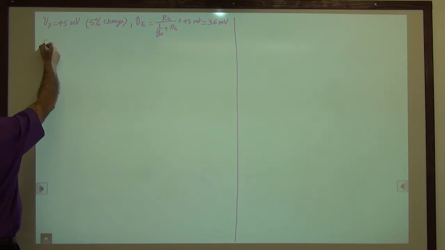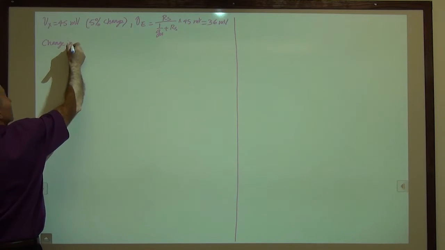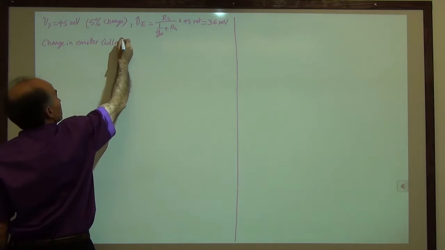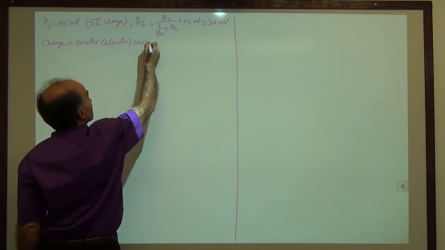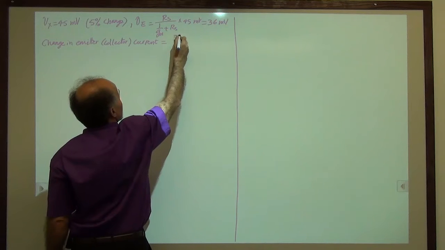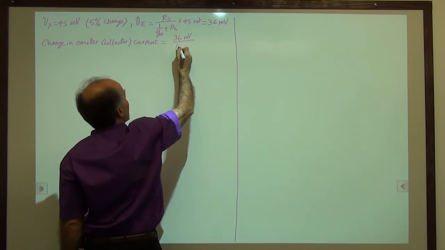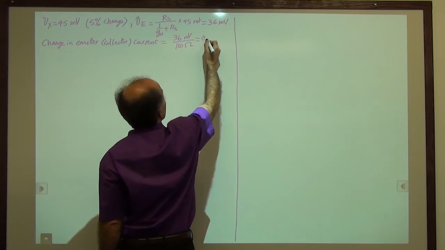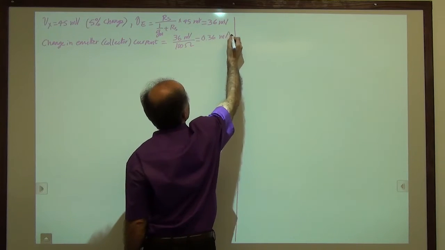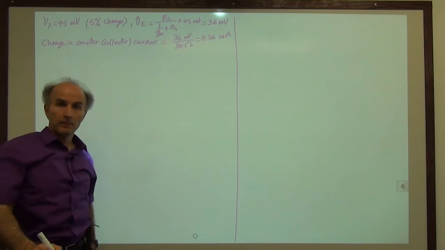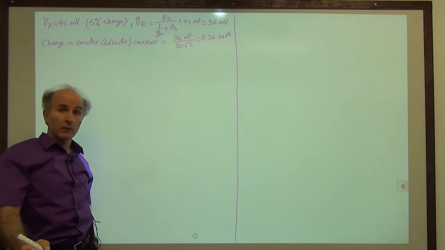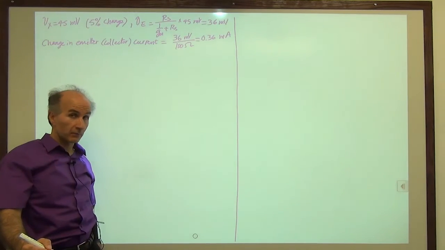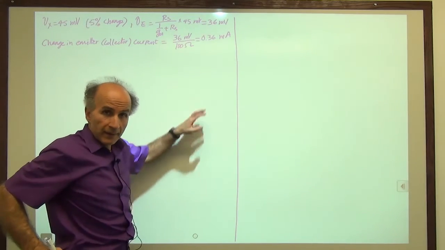So we can say that the change in emitter current, which is the same as the collector current, is equal to 36 millivolts divided by 100 ohms, because RE was 100 ohms. So that's 0.36 milliamperes. Is that a lot? It is actually somewhat a lot, yes. The current was 1 milliamp, and now it has gone up to 1.36 milliamps. So on an absolute scale, it's still not very good.